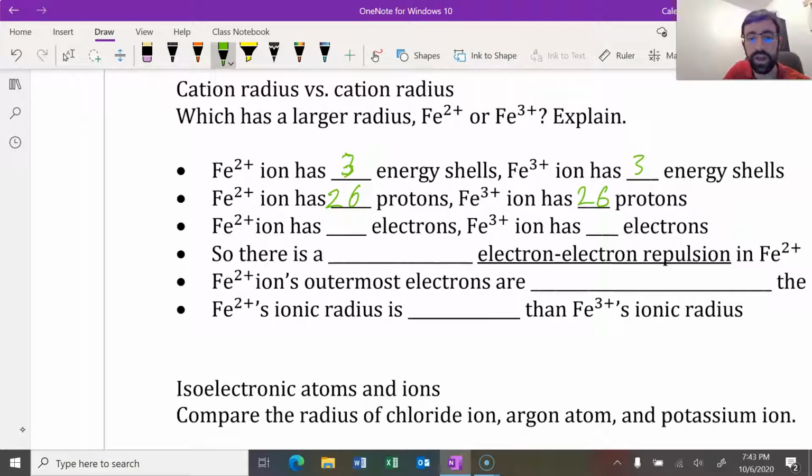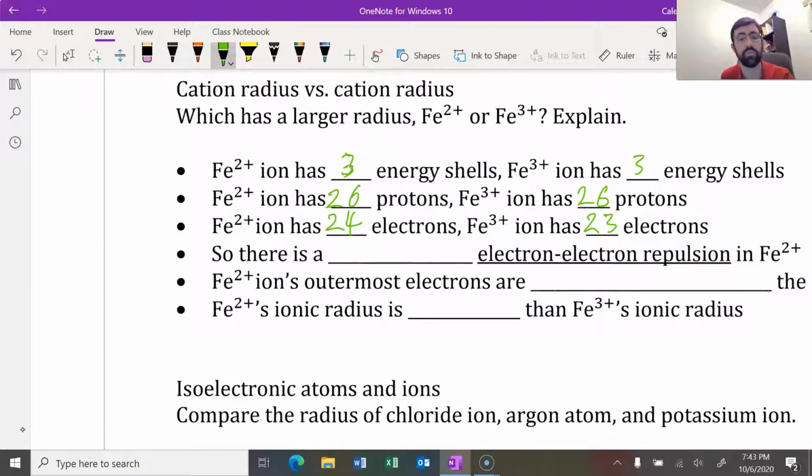The Fe2+ ion has how many electrons? Well, Fe2+ has 2 fewer electrons than protons. So instead of 26, it's got 24 electrons. Fe3+ has 3 fewer electrons than protons. So it has 23 electrons.